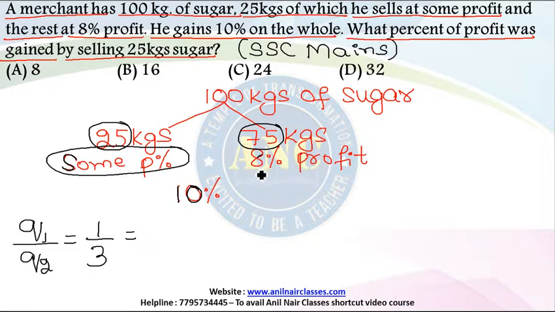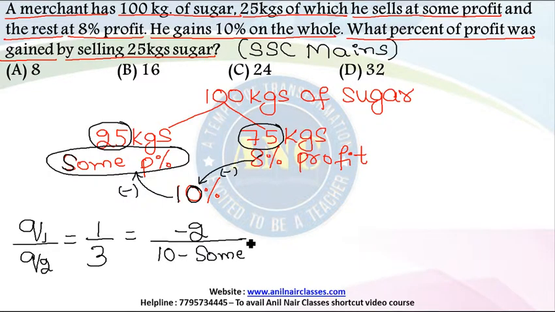If I apply alligation, the numerator will be 8 minus 10, which is nothing but minus 2. 10 minus something should be the denominator. I don't know what that something is. Now think a little logically. Anyway, can I write this minus 2 by 10 minus something as also equal to 2 divided by something minus 10?